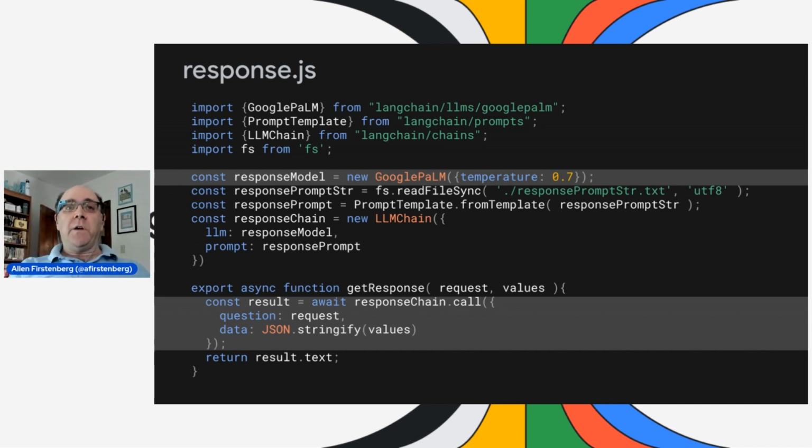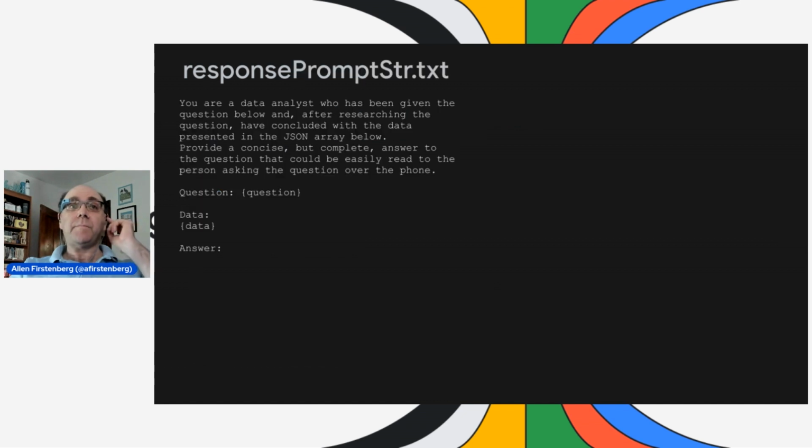And one thing to note, again, we're building a chain, we're building up the template from it. But one thing to note when we make the call is that we need to pass it two pieces of information. We're going to be passing it the request, what the person initially asked for, and we're going to be passing a JSON representation of the values itself. But otherwise, this looks very, very similar to the previous code that we had.